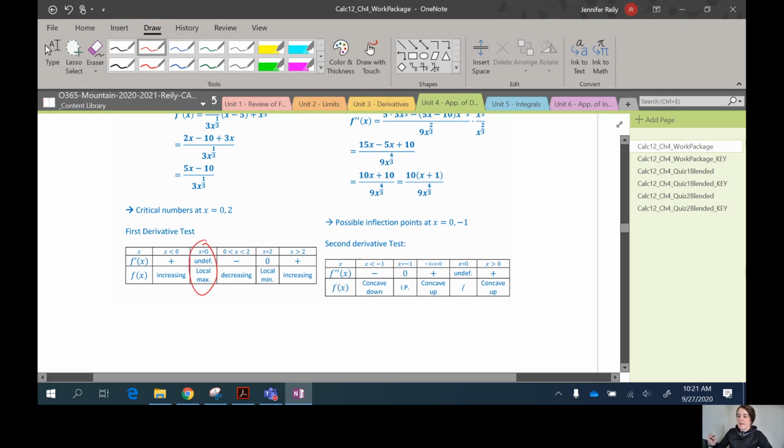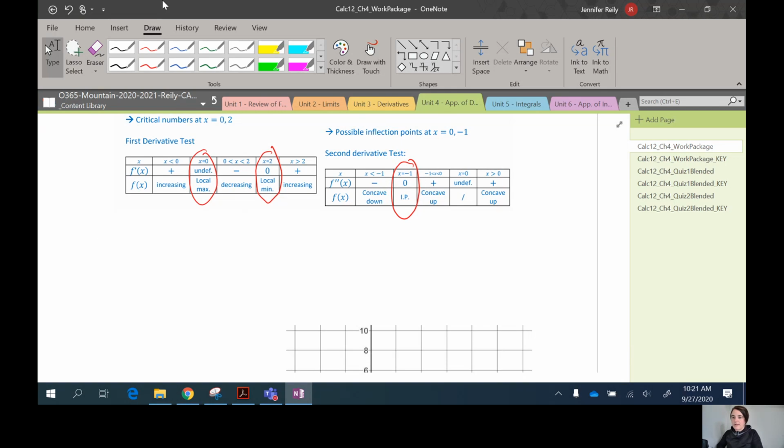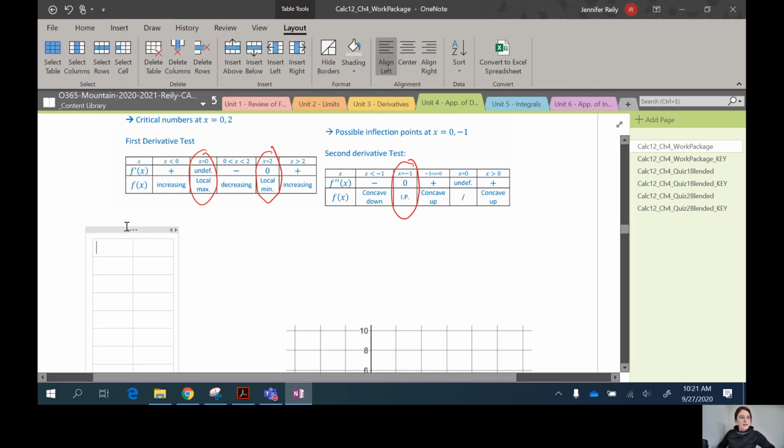So x equals 0 is a maximum. x equals 2 is a minimum from the first derivative test. And then we had only one inflection point here at x equals -1. So definitely in my table, I need to include those 3 points, but I'll definitely include more as well. Let's just make it as long as I can.